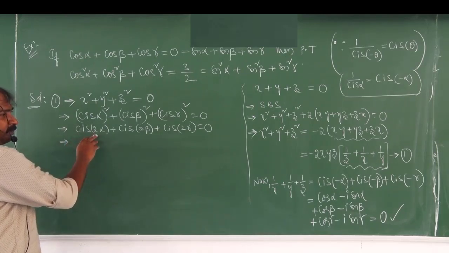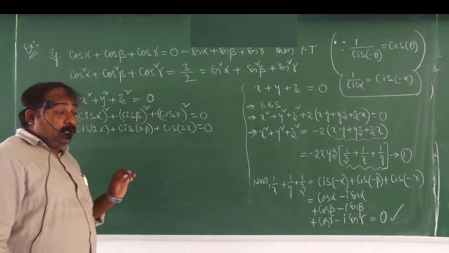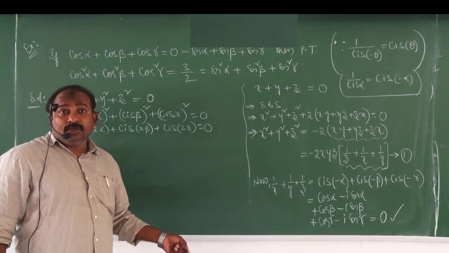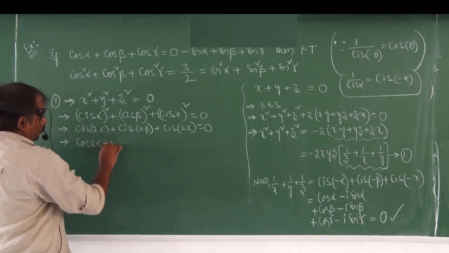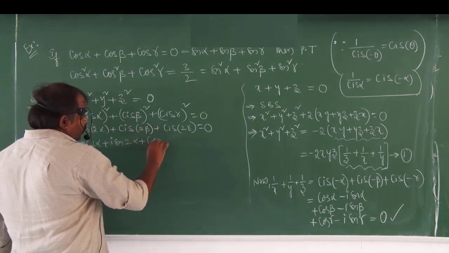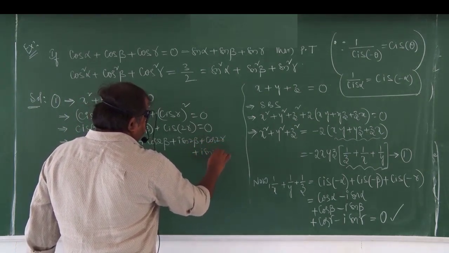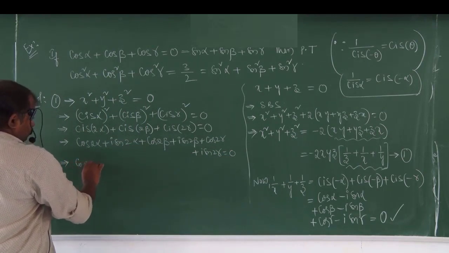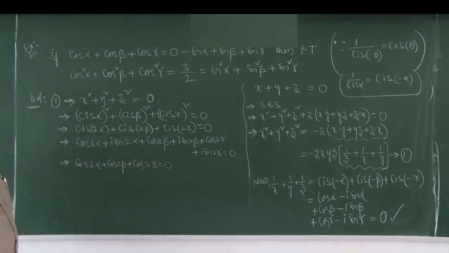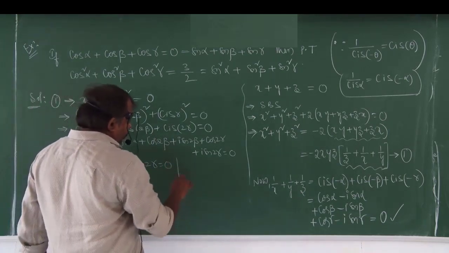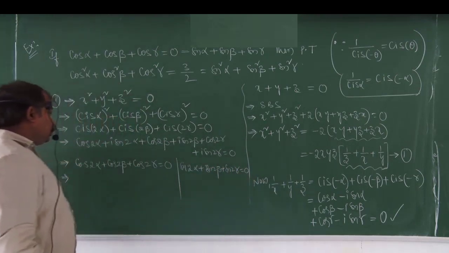If you expand this value, cos 2 alpha plus i sin 2 alpha, plus cos 2 beta plus i sin 2 beta, plus cos 2 gamma plus i sin 2 gamma equals 0. One complex number equal to 0 means real part equals 0 and imaginary part equals 0. So by equating real and imaginary parts, the real part gives cos 2 alpha plus cos 2 beta plus cos 2 gamma equals 0, and the imaginary part gives sin 2 alpha plus sin 2 beta plus sin 2 gamma equals 0. This is what we have to prove.